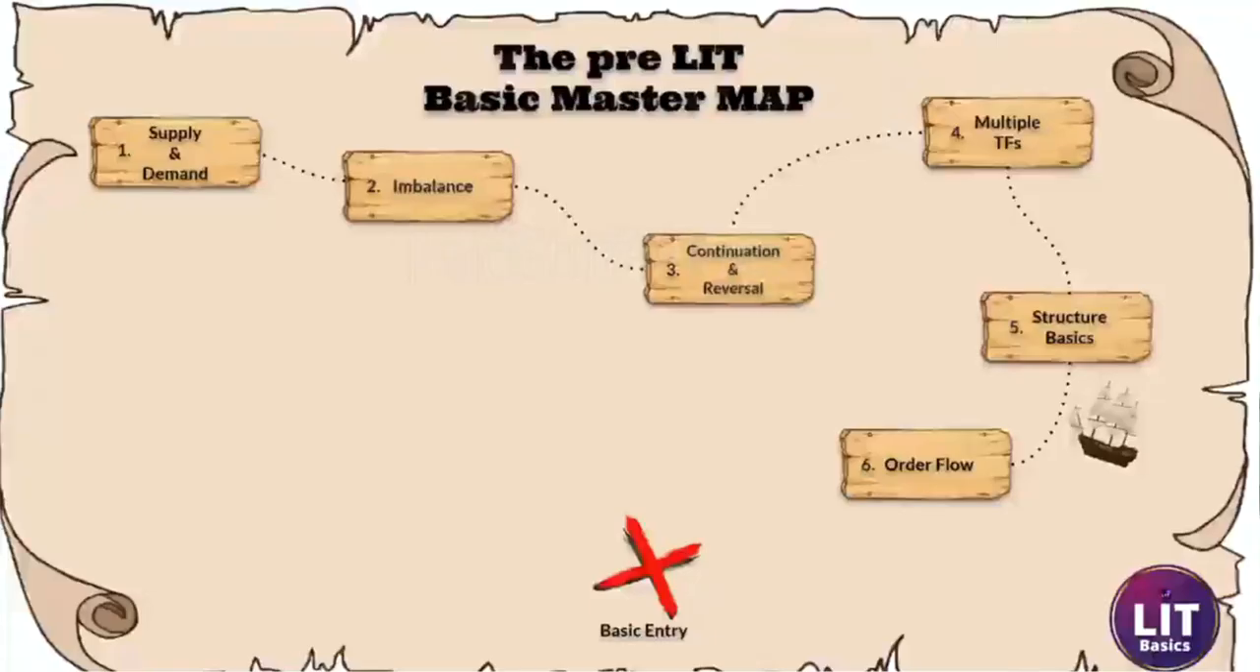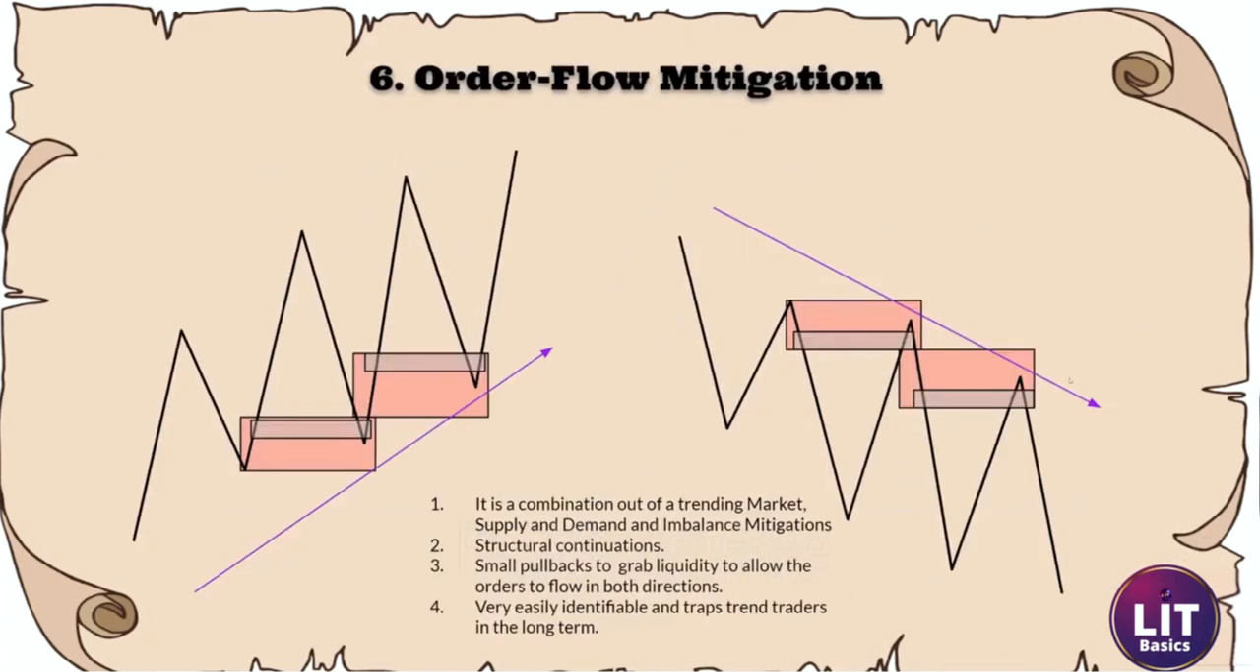Order flow. I'm sure a lot of the smart money traders already know about this, but maybe there are some of you who don't. So let's cover what it is. Order flow is present in a trending market with consecutive mitigations. If we go all the way back, that would be your supply and demand combined with imbalance mitigations to get those refined mitigations. So it's just small pullbacks to grab liquidity and allow order to flow in both directions.